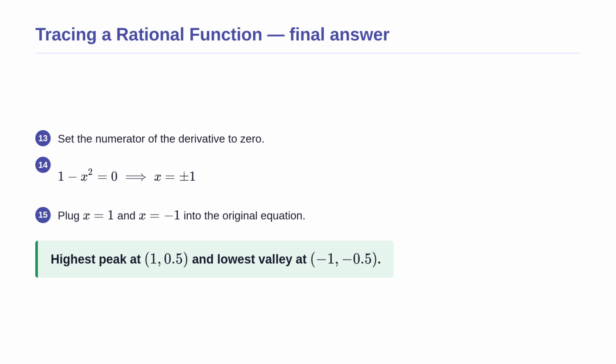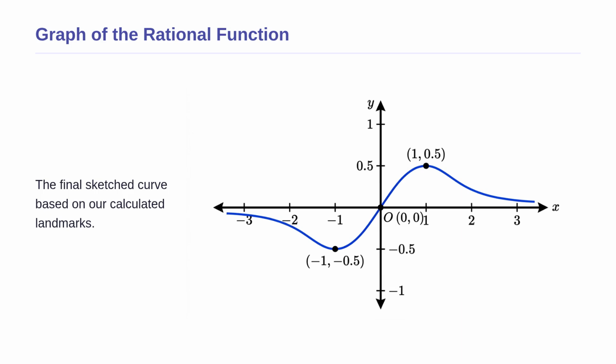If we plug positive 1 back into our original equation, we get a height of 1/2, which is our highest peak. Plugging in negative 1 gives a height of negative 1/2, our lowest valley. We now have all the landmarks we need to draw the map. Let us look at the final result of our detective work.